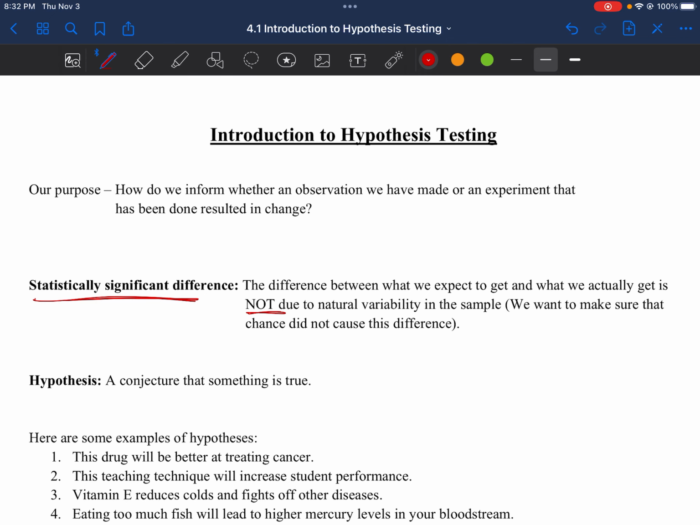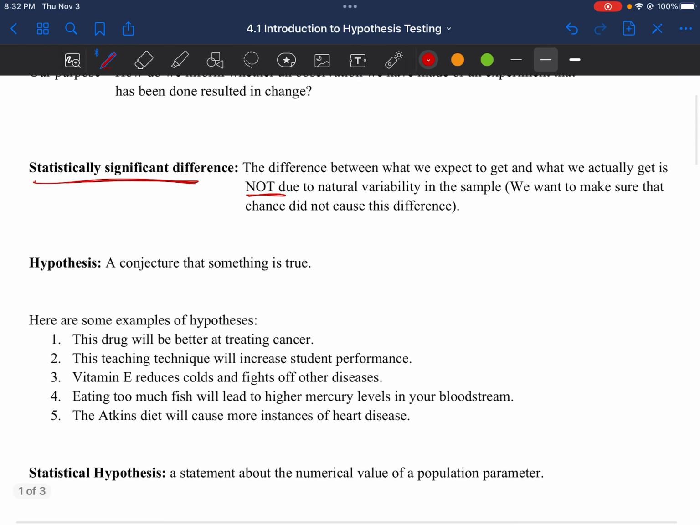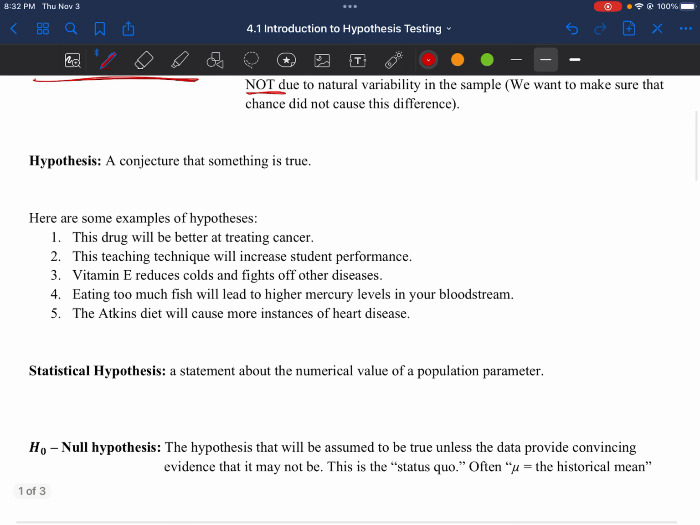So what we do is we form a hypothesis, which is basically a conjecture that something is true. So here are some examples. This drug will be better at treating cancer. This teaching technique will increase student performance. Vitamin E reduces colds and fights off other diseases. Eating too much fish will lead to higher mercury levels in your bloodstream. The Atkins diet will cause more instances of heart disease. So all of these are hypotheses.